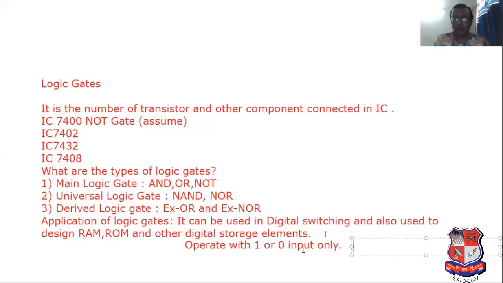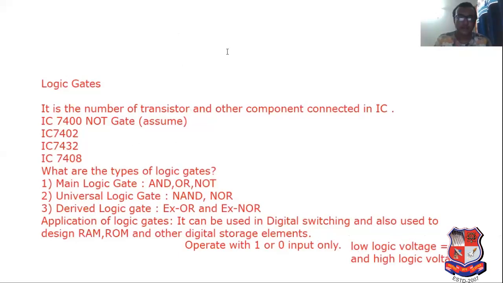0 means low voltage, low logic, voltage equal to 0, and high logic voltage equal to 1. So that is the concept regarding the low logic voltage and high logic voltage.